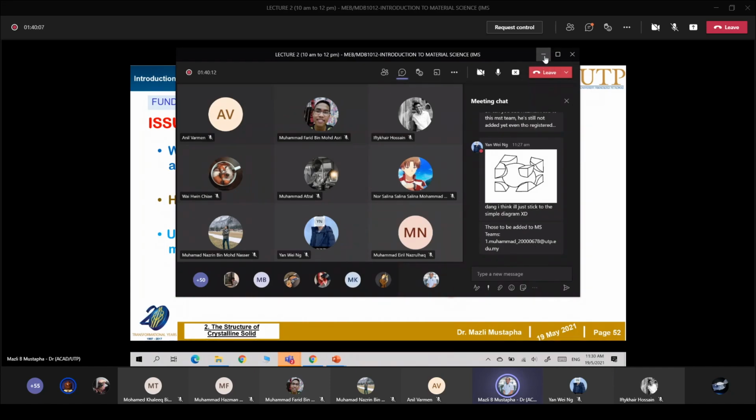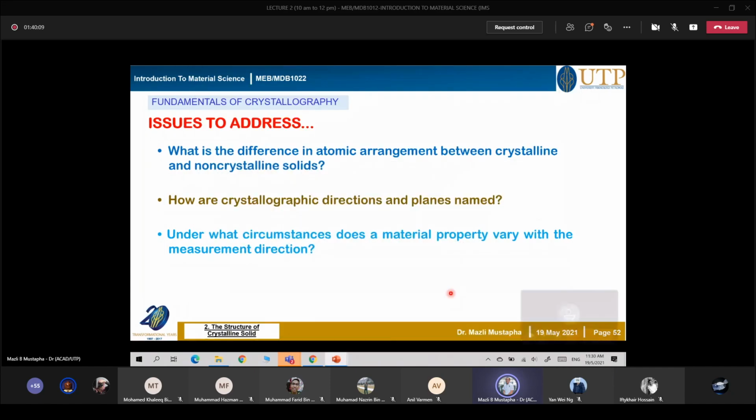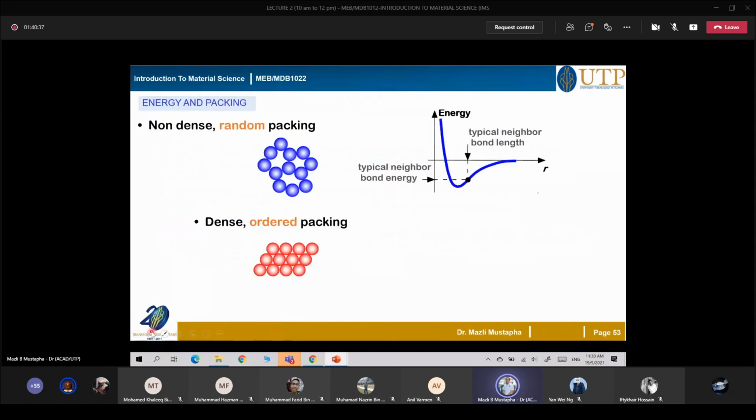Alright, and then we move on. Another important thing that we shall cover today is direction and plane. I think it is also quite straightforward, no worries. They will ask you to sketch or draw the plane or the direction. Okay, then move on.